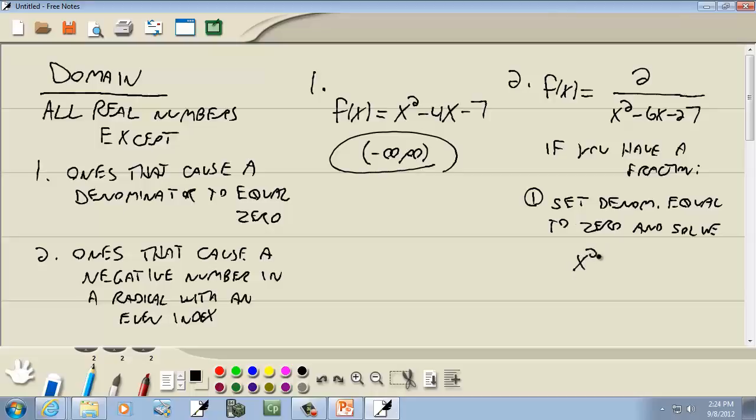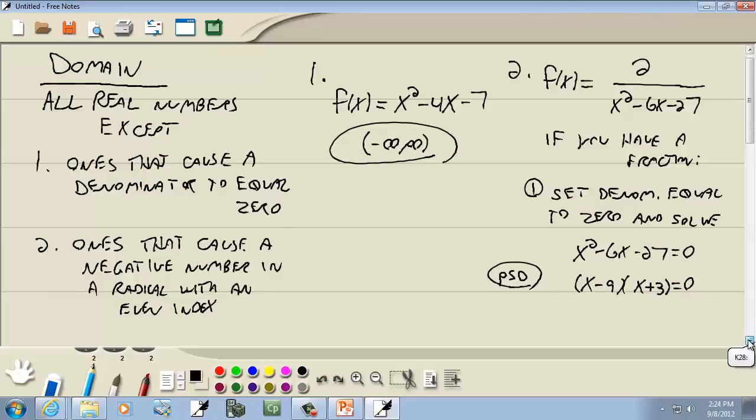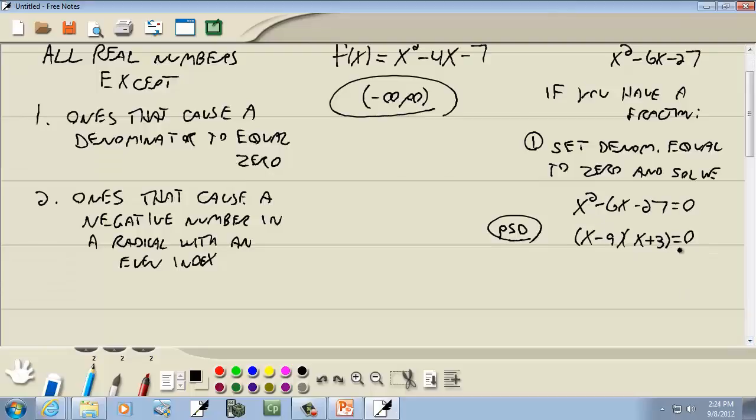Well, in this case I have x squared minus 6x minus 27 and set it equal to 0. This factors using the PSD method. So this is x minus 9 times x plus 3. Zero factor property says you get 0 on one side, you factor the other side, you set each factor equal to 0. So we'll set x minus 9 equal to 0 and x plus 3 equals 0. And we get 9 and we get negative 3.